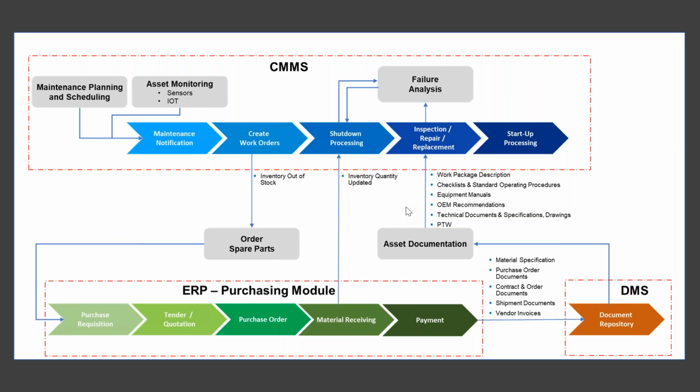Hence, it is key that you find a solution that is flexible and friendly enough to integrate and sync between your CMMS, your ERP, and DMS. So as you can see over here, this block diagram is a perfect example of how AIM, Asset Information Management Solution, can help transform your business journey towards Industry 4.0. All right, so let's talk about the scenario.